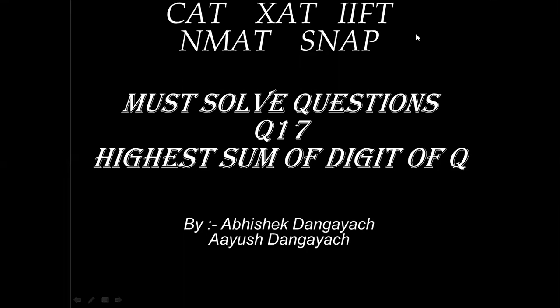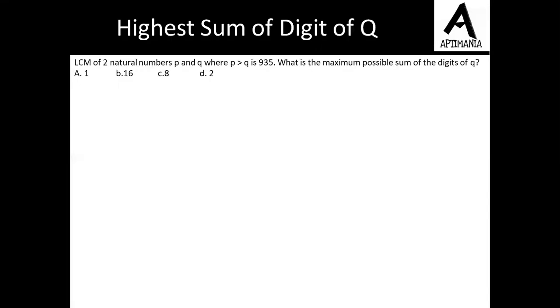Hello. In this video, we are going to discuss a very good question based on the properties of HCF and LCM. So the question is: LCM of two numbers P and Q, where P is greater than Q. This is the condition. We have numbers P and Q, P is greater than Q, and the LCM is 935. What is the maximum possible sum of digits of Q? तो हमें Q का sum of digit को maximize करना है, right?